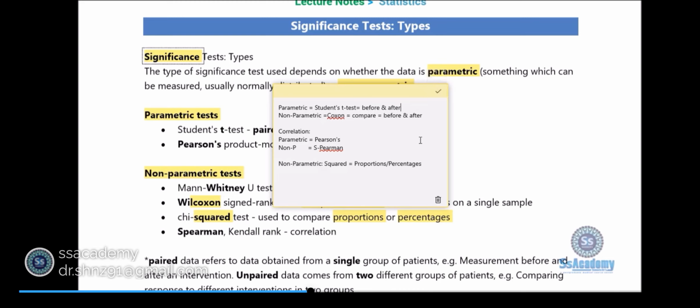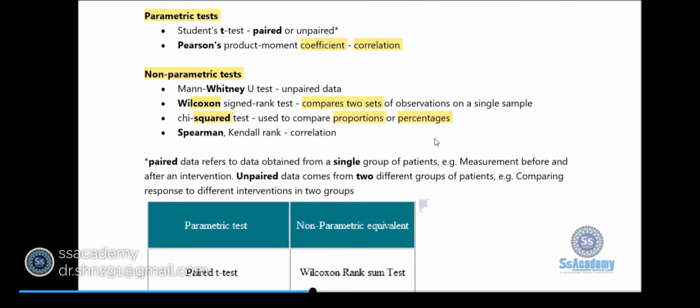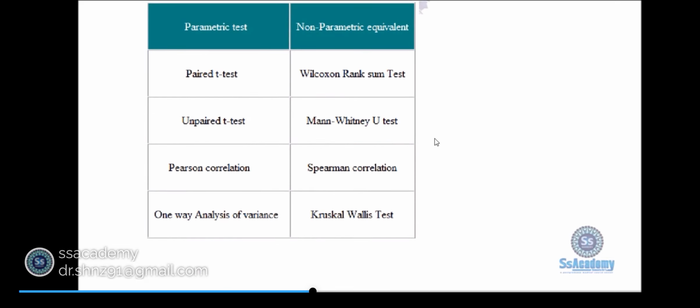Once again, parametric and non-parametric. Parametric data means the measured data, the Student's t-test, before and after. Non-parametric, the Wilcoxon, compares before and after. Correlation: parametric is Pearson's, non-parametric is Spearman. Non-parametric chi-squared equals proportions and percentage. So once again, the significance test boxes that we have made are really helpful.